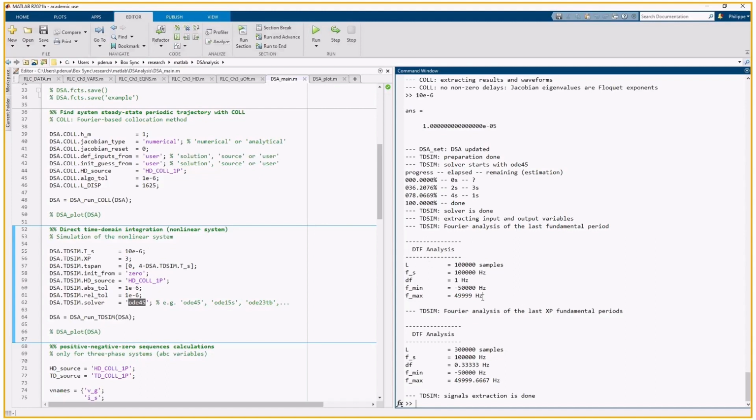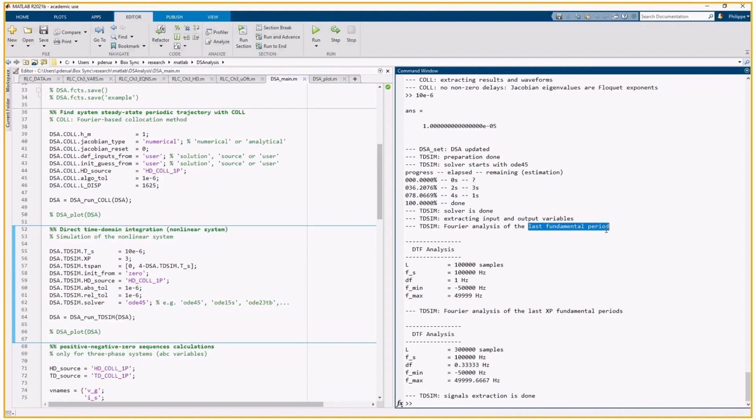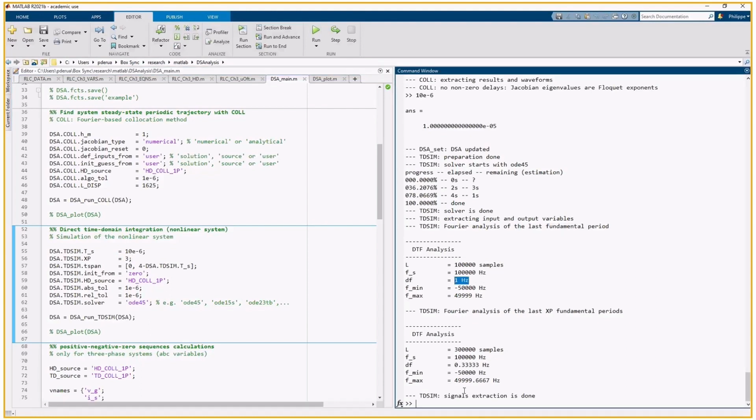There is also another Fourier analysis that is performed on the last XP fundamental periods. If we look at it more specifically, at the time span, we have solved for a little bit less than 4 seconds, that is a little bit less than 4 fundamental periods. This is long enough to have this last fundamental period Fourier analysis, but also long enough to have a Fourier analysis over the last 3 fundamental periods. This allows us to have not a 1 Hz base frequency anymore, but a 0.33 Hz base frequency. We will see the results afterwards.